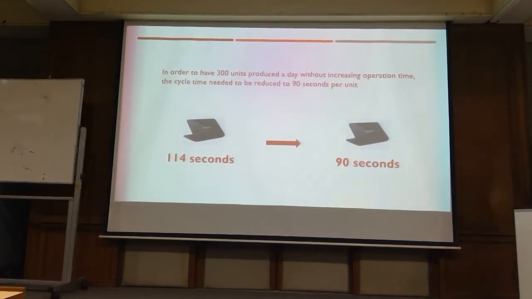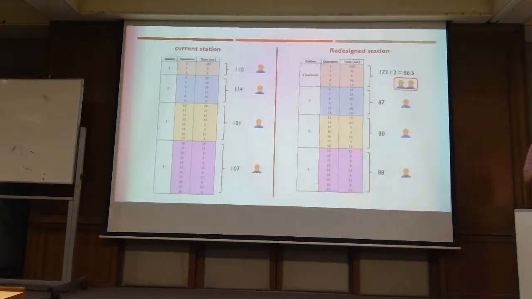Okay, as Neil already mentioned, if we want to increase daily capacity up to 300 units per day, the cycle time needs to be 90 seconds or less. So what we do is regroup the operations in each station to make the time used in each station less than 90 seconds. So this is what we do.